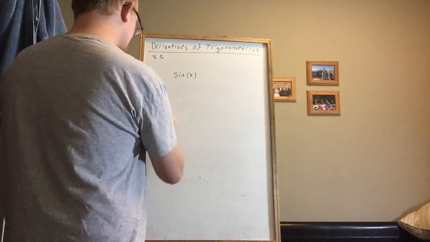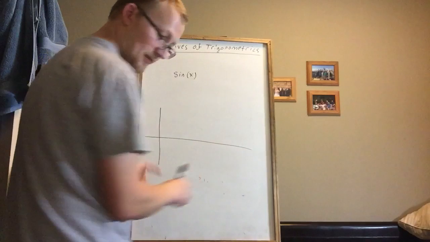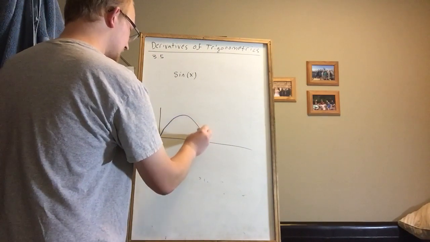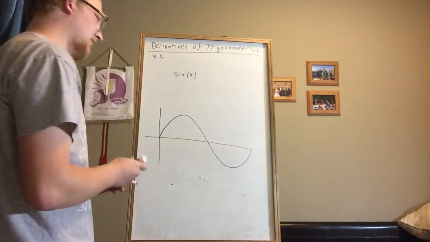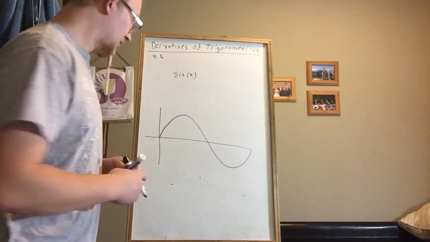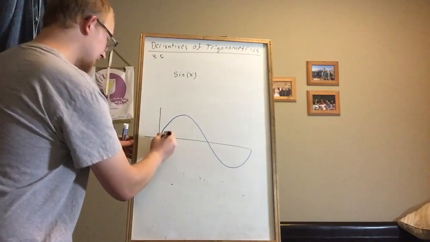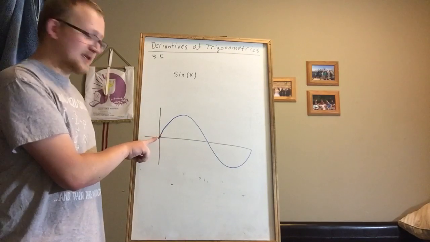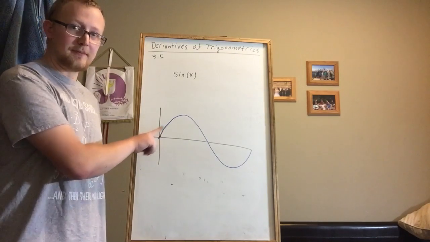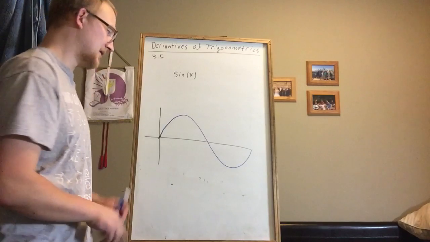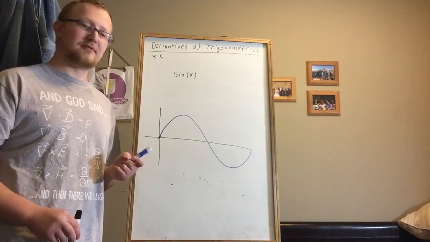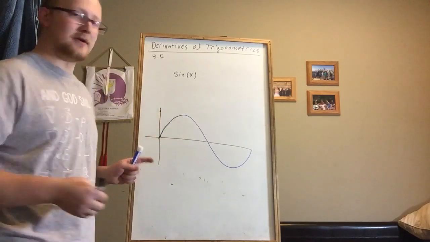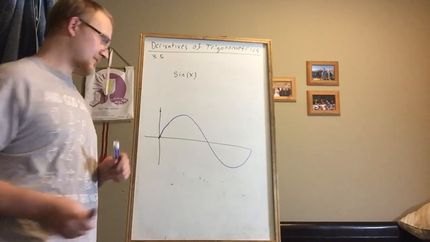So in other words, if I want to draw my sine function, it starts at 0, it goes up to 1, it goes back down to -1, and then it goes back to 0. Well, you'll notice that right here, the slope of this is about 1 to 1. Rise over run is about 1 to 1. So that would mean that the derivative of sine would have a value of 1 when x is 0.